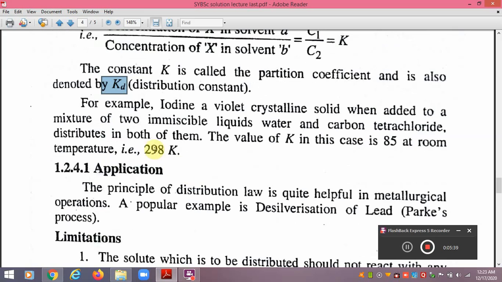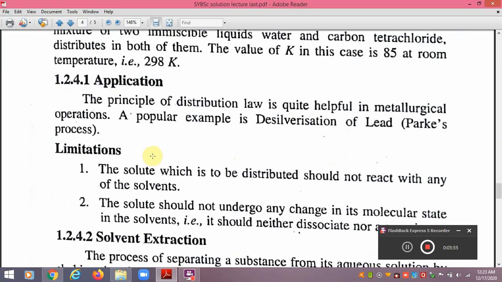So here is one example. Iodine, a violet crystalline solid, when added to a mixture of two immiscible liquids, water and carbon tetrachloride, distributes in both of them. The value of K in this case is 85 at room temperature, 298 Kelvin. As for applications, the principle of the Nernst distribution law is quite helpful in metallurgical operations. A popular example is the desilverization of lead.